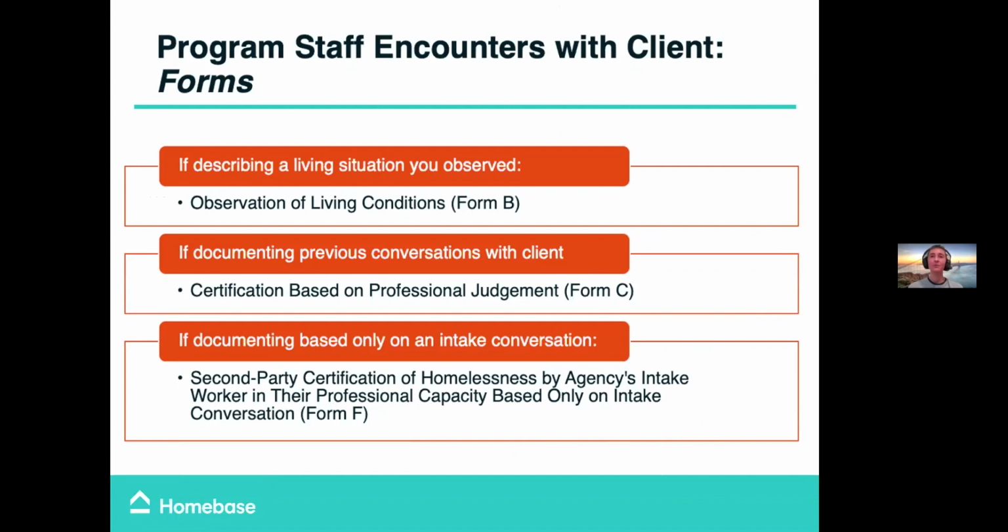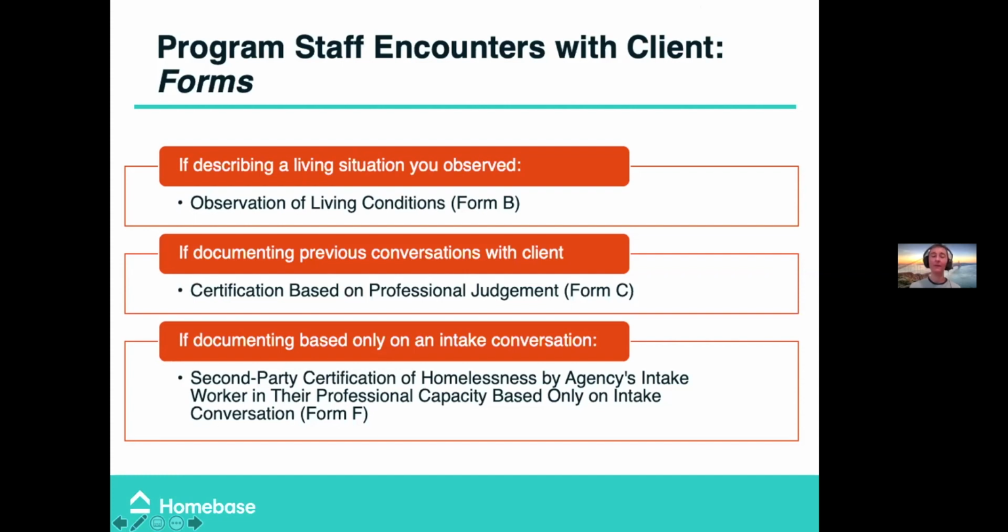So if you, meaning the person doing the documentation, is describing a living situation in the past that you observed in the past, a month ago or a year ago, you were out talking to this client where they were living in a place not meant for human habitation or in a shelter, you can actually fill out the observation of living conditions form for that past interaction, Form B, same form we were just looking at.